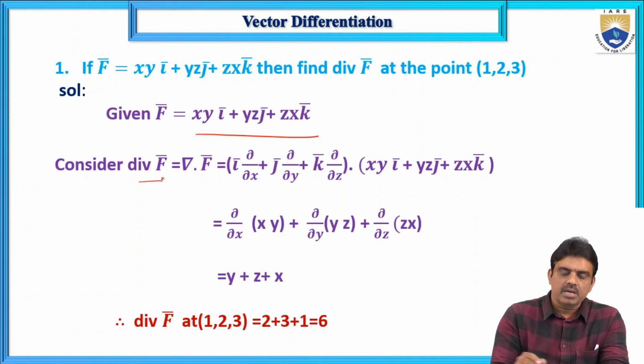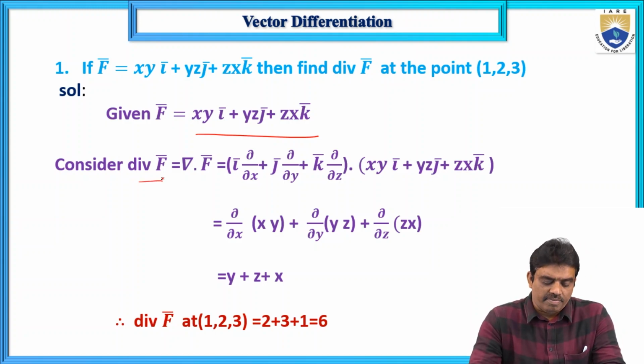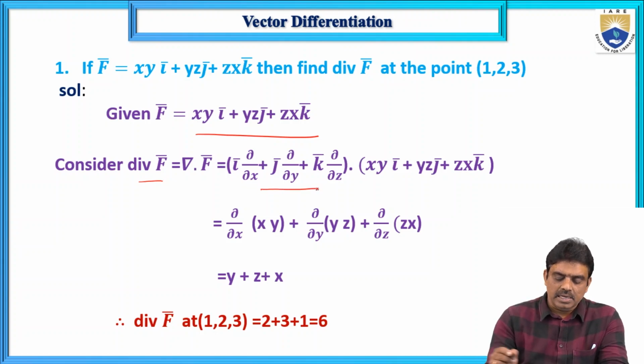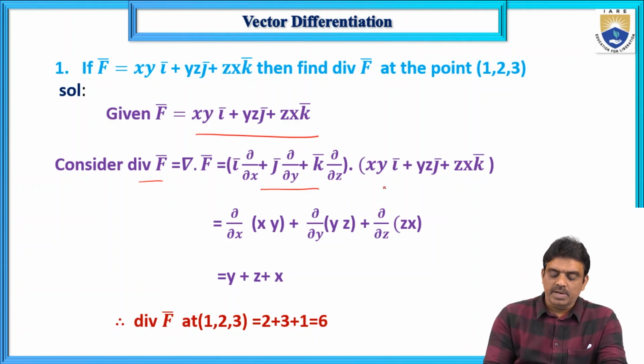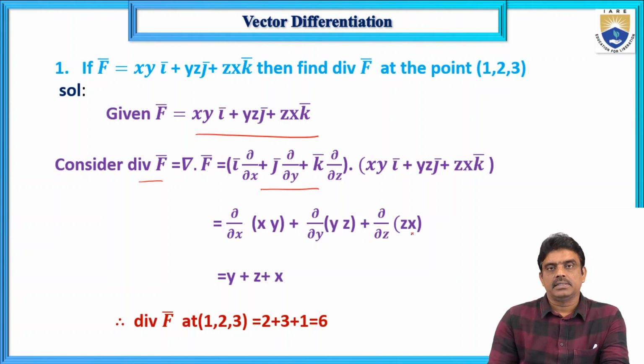Consider div f bar. Div f bar means del dot f bar. Del means the differential operator i bar dou by dou x plus j bar dou by dou y plus k bar dou by dou z, the dot product with the function f bar, xy i bar plus yz j bar plus zx k bar. That is i bar dot i bar 1, dou by dou x of xy, the first term, dou by dou y of yz, the second term, because j bar dot j bar is 1, plus k bar dot k bar is 1, dou by dou z of zx.